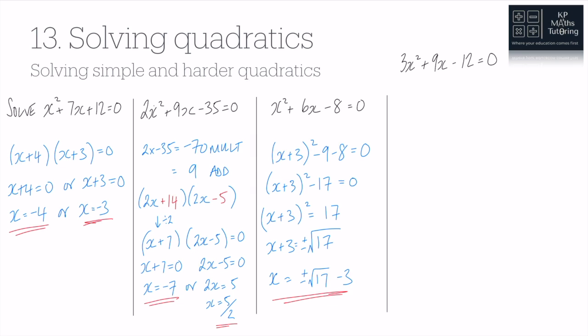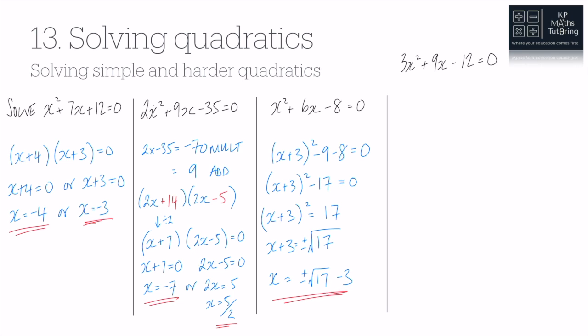But if it then asks you to solve it, take the minus 17 over, becomes a plus 17, get rid of the square by square rooting, and just remember when you square root a value here, it's plus or minus root 17, and then from there take the 3 over, so it's plus or minus root 17 minus 3.